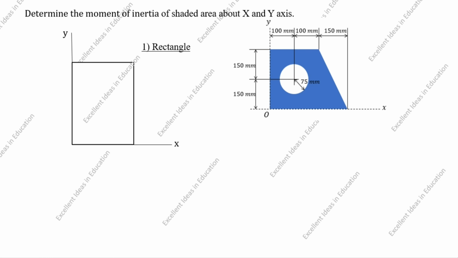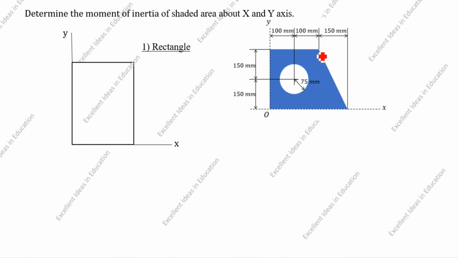Today we are going to solve this moment of inertia problem. Determine the moment of inertia of the shaded area on both the x and y axis. You see this drawing, this is given as x, this is given as y. This shaded area we will calculate using moment of inertia. So how will we calculate moment of inertia in this drawing?